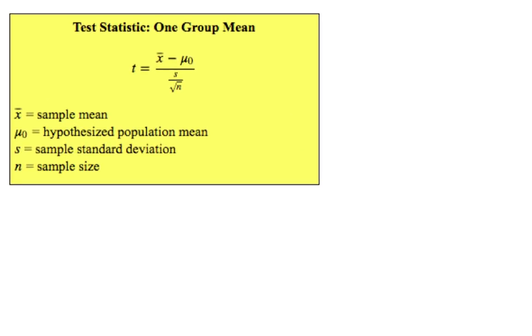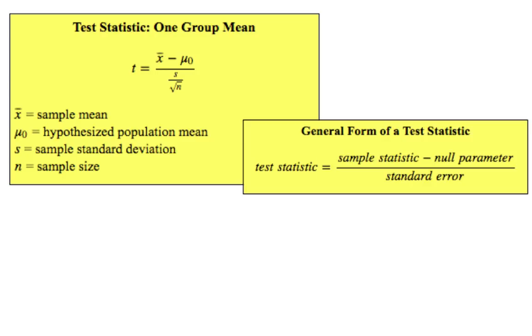Here's our formula for our t-test statistic. This is similar to the general form of a test statistic that we've been working with. In the numerator, we have our sample statistic, or sample mean of x bar, minus the null parameter, divided by the standard error. And you can note here that the standard error for the hypothesis test is the same standard error that we saw when we constructed a confidence interval for one sample mean. So for a mean, the standard error is always going to be the standard deviation divided by the square root of n.